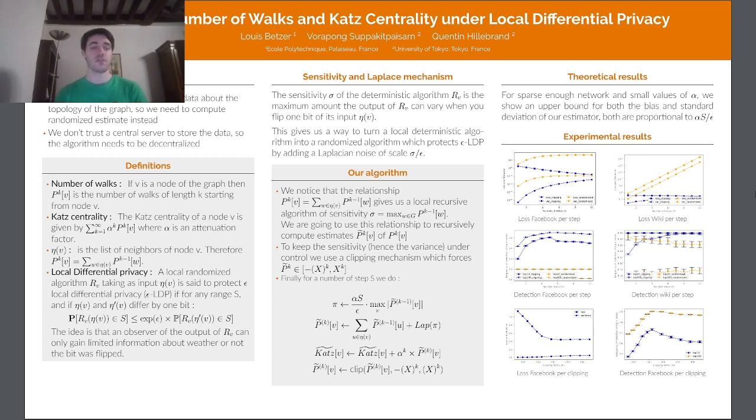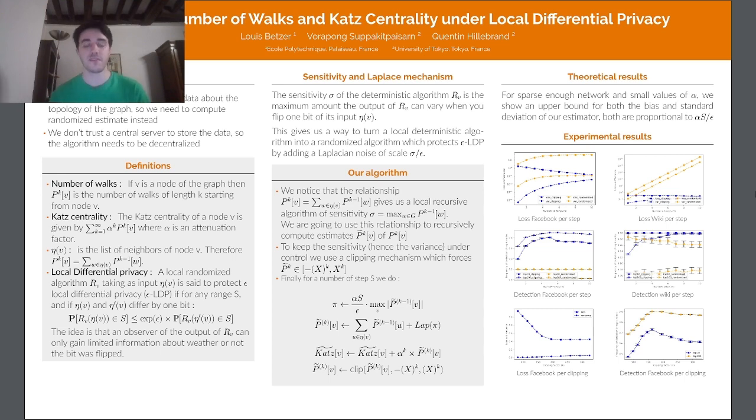Now let's introduce the precise mathematical definition of local differential privacy. So a local randomized algorithm R_v, which takes as input only the list of neighbors of v, is said to protect epsilon local differential privacy if for any possible range of output S of this algorithm, if you take two lists of neighbors which differ only by 1 bit, then the probability that this random algorithm, when it is running on one of the lists, falls into the range S, is very close to the probability that the same random algorithm, when it is running on the other list, also falls in the range S.